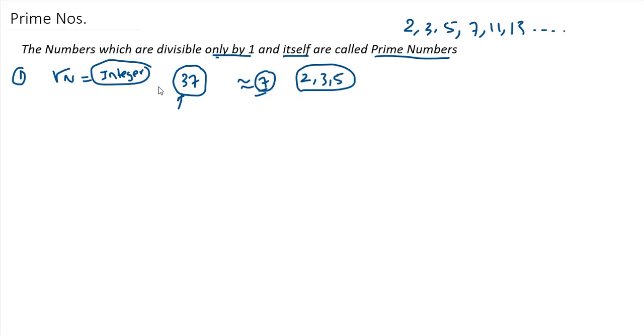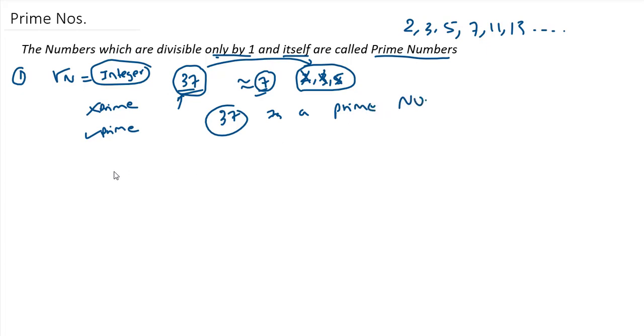So we'll check the divisibility of the original number, which is 37, by 2, 3, and 5. If 37 is divisible by any of these three numbers, it will not be a prime number. If it is not divisible by any of these three numbers, it will be a prime number. So clearly 37 is an odd number, hence it is not divisible by 2. If we check for divisibility by 3, again it is not divisible by 3. For 5 also it is not divisible by 5. So we can say, yes, 37 is a prime number.